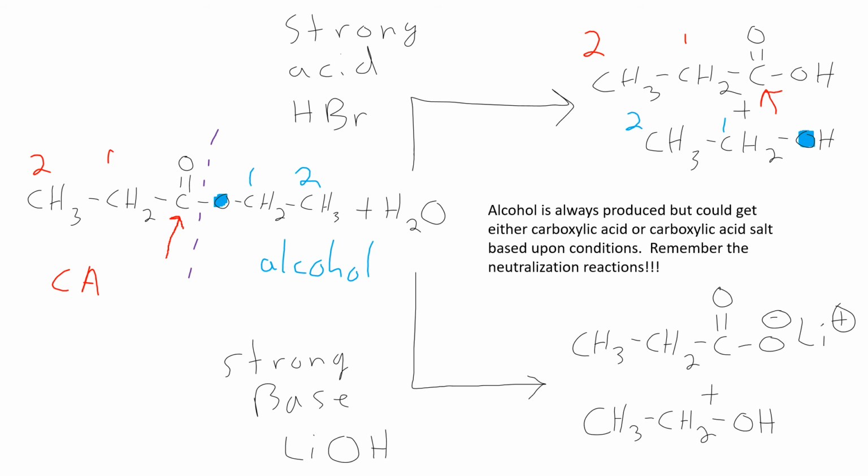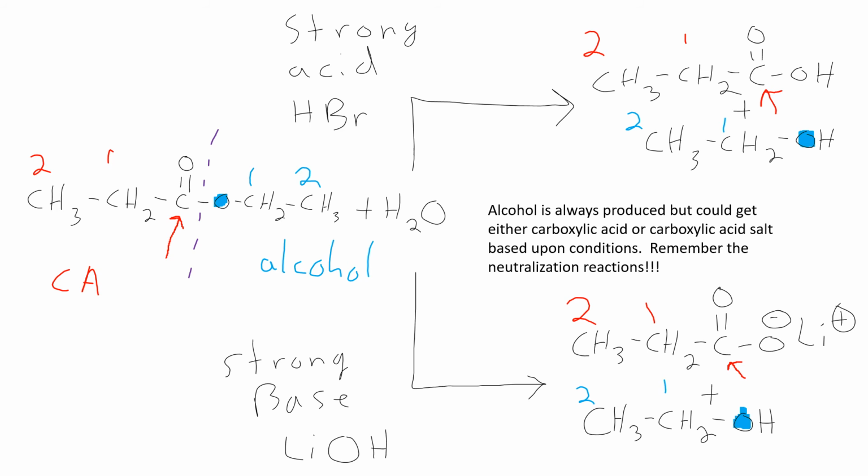Now, when you do this in base, you're going to get a slightly different product. The alcohol is still going to be the same. We can still see the alcohol. We can still use our color coding to illustrate that. The oxygen of the ester is going to become the oxygen of the alcohol, and our same bond connectivities are maintained. For the carboxylic acid, the C double bond O is going to become the C double bond O, CH2, CH3, that gets maintained. But what's going to be the difference between acid and base?